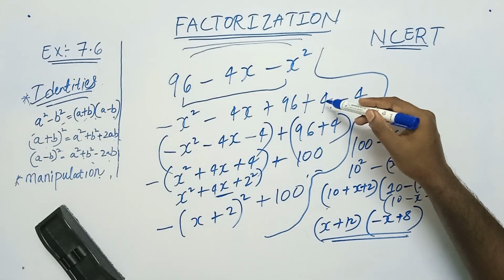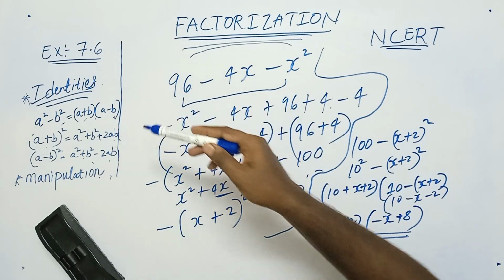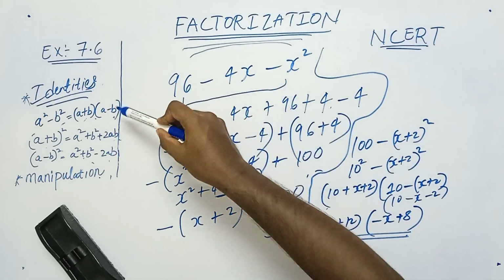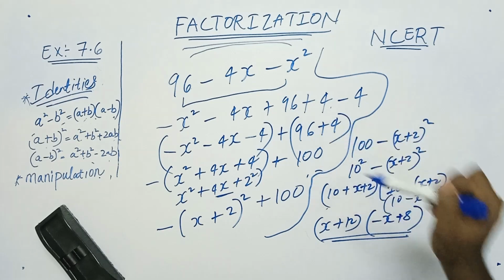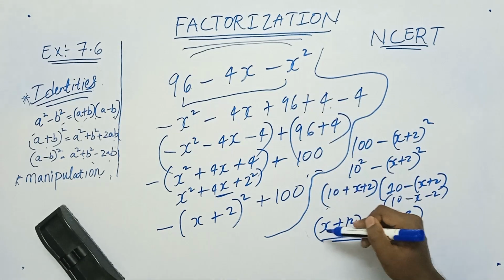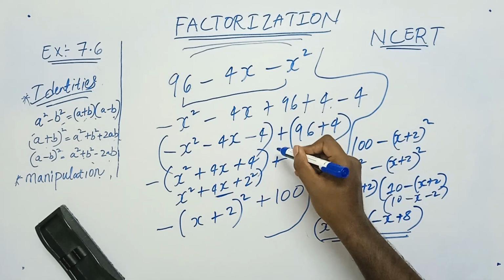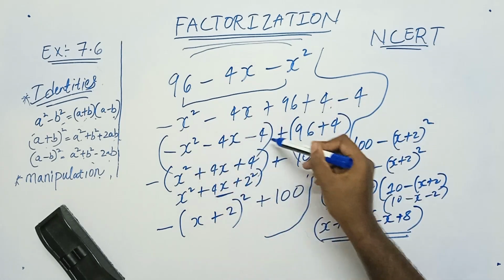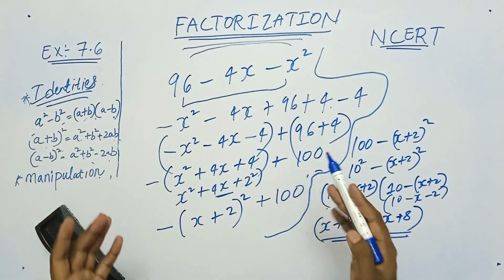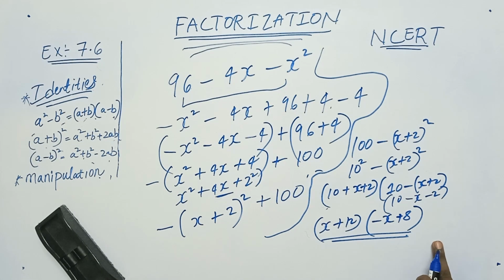But in order to make this expression resemble an identity, we just made a manipulation. That means we just added 4 and subtracted 4, but the value doesn't change. So why do we make this manipulation? It is to make this expression into an identity, so that if an expression resembles an identity, we are able to find the factors of the given expression. That is why we found the factors of the given expression.